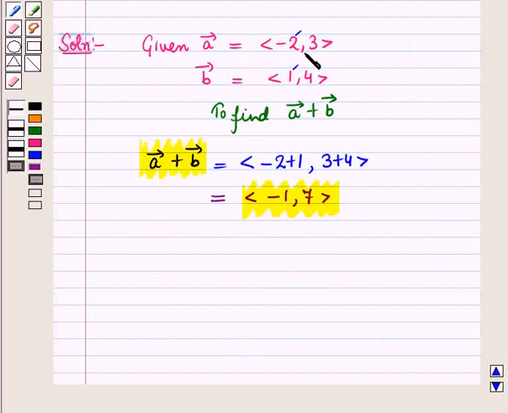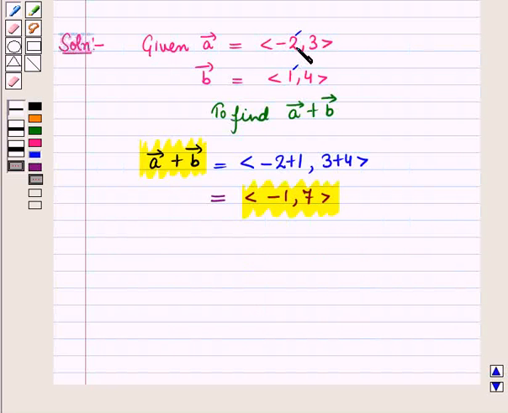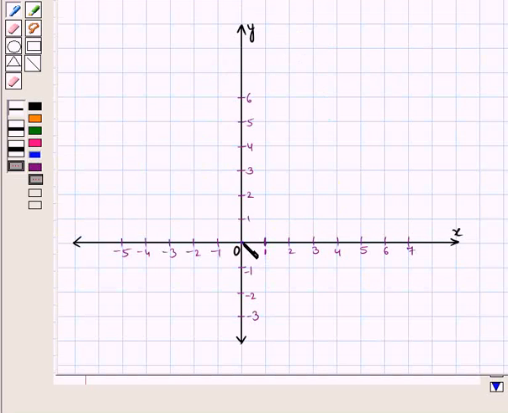First of all, we will draw the vector A with components minus 2, 3. We will take this grid paper and we will take any point on this paper as initial point. Now let us take this initial point at the origin. Now here you can see x component of this vector is minus 2 and y component is 3. So from this initial point, we will move 2 units to the left and 3 units up and we reach this terminal point.